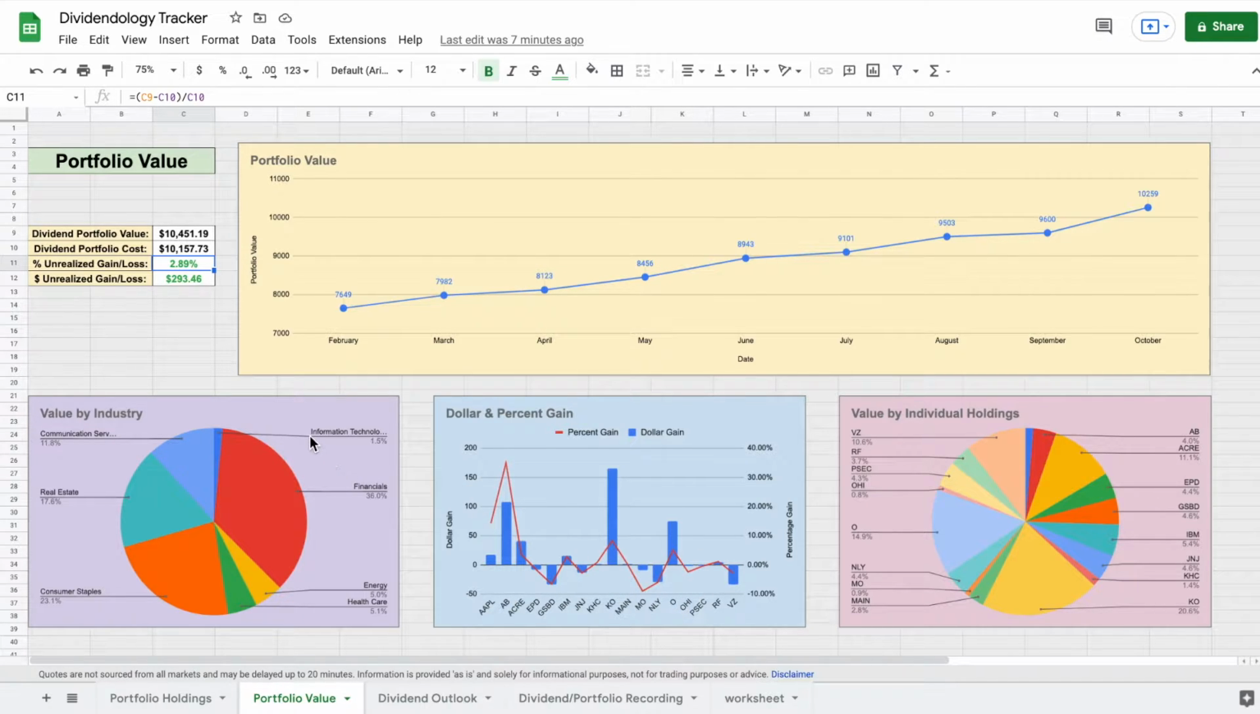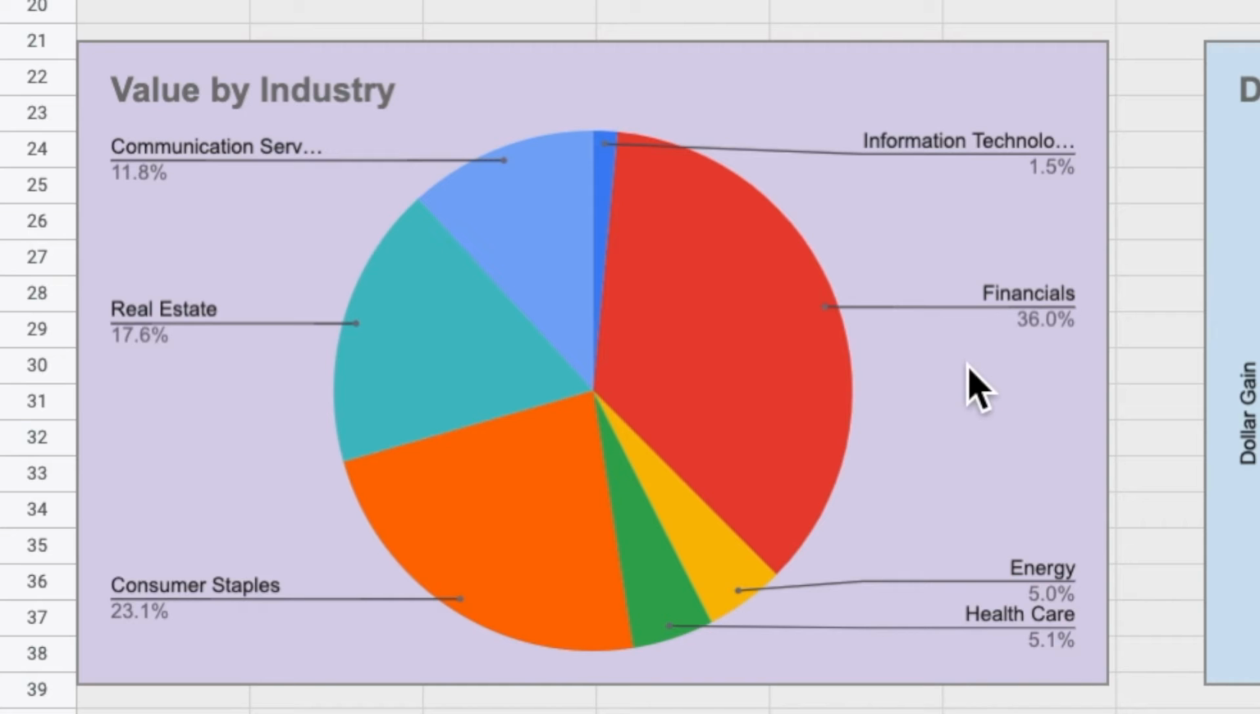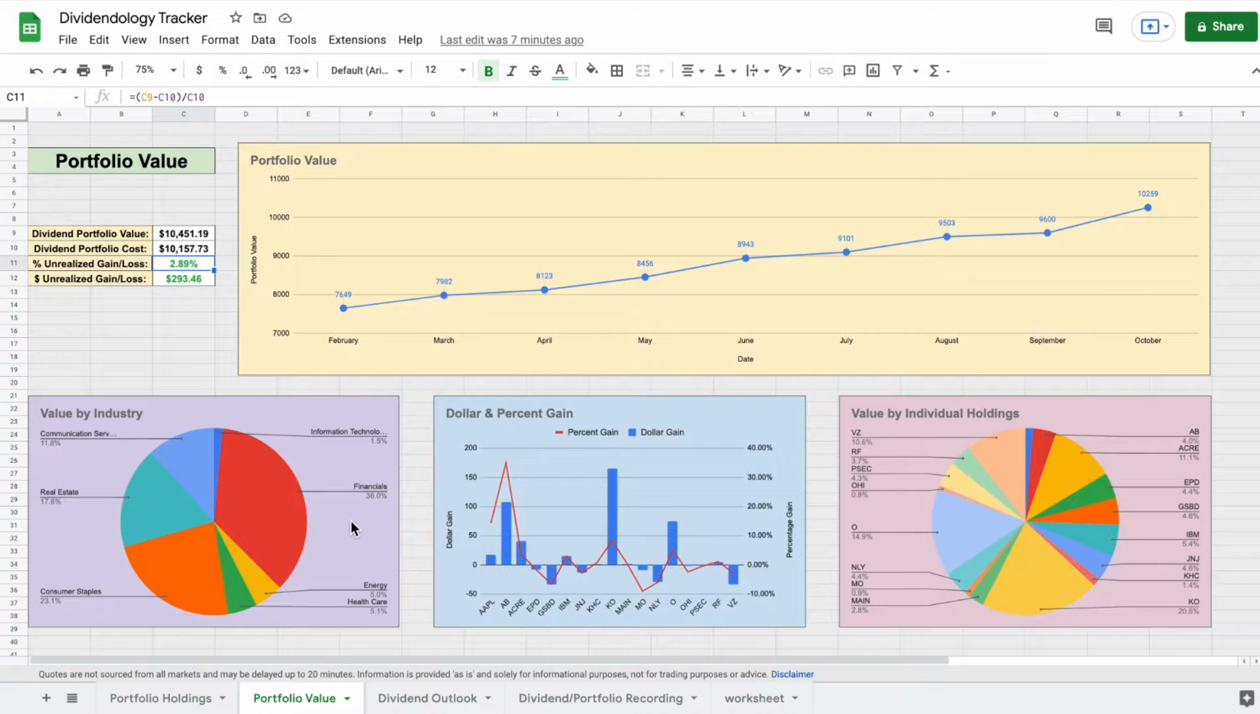If we look over here, you can see my value by industry. I currently have a lot of capital tied up into financials, so that's something I'm looking to diversify a little bit when I get the chance.